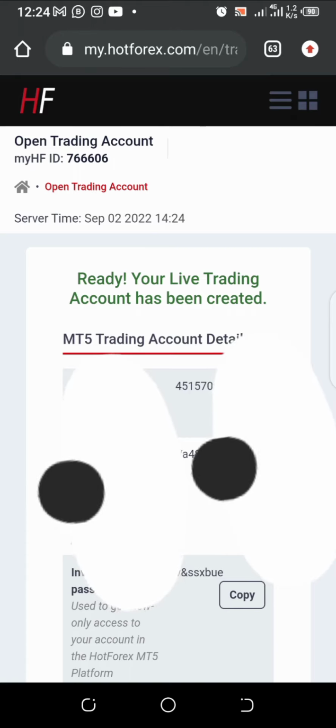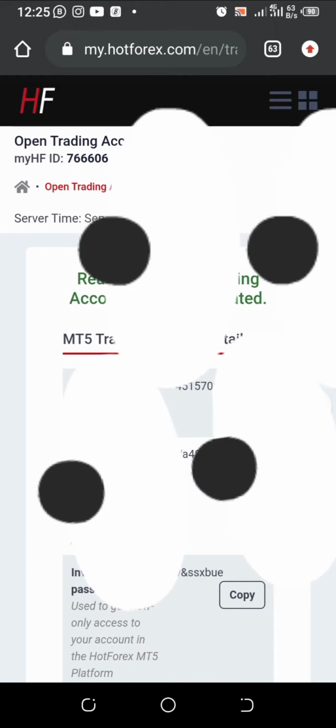So let me open my MT5 right now and open this account. So I click on copy. So it is copied right there.